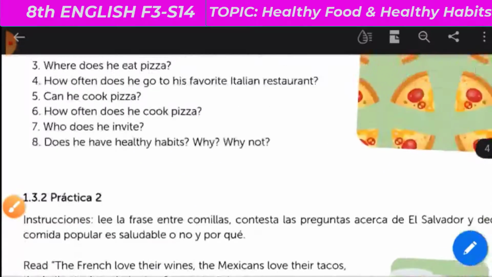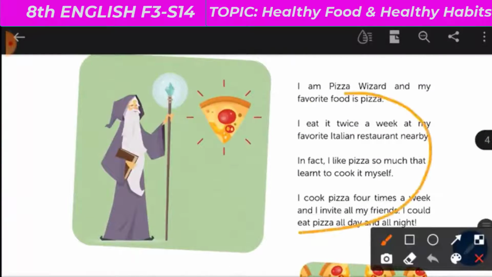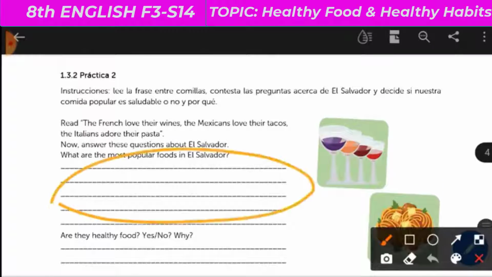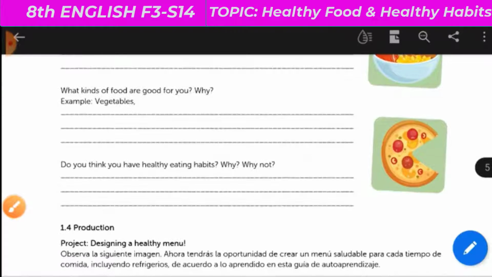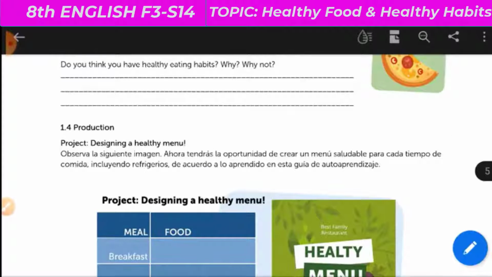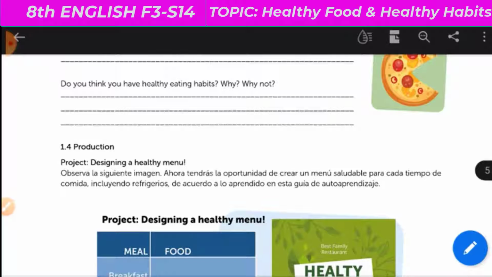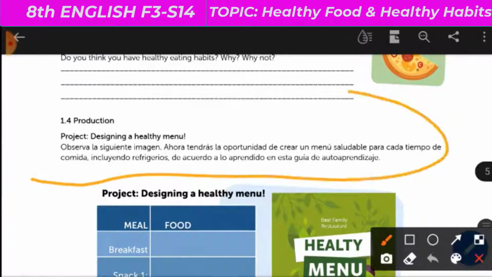A diferencia de las anteriores, como estas del Pizza Wizard, que la respuesta de answer was in the paragraph. The next questions in the practice are in your own personal experience. Okay? Las respuestas están en tu experiencia personal. Okay? Remember, you have to write in English. You can get help from me, of course. You can send me a personal WhatsApp and I will be happy to answer your questions. And also, you can look for the translations in Google Translate. That's okay. Now, production. In the production, you have a project.